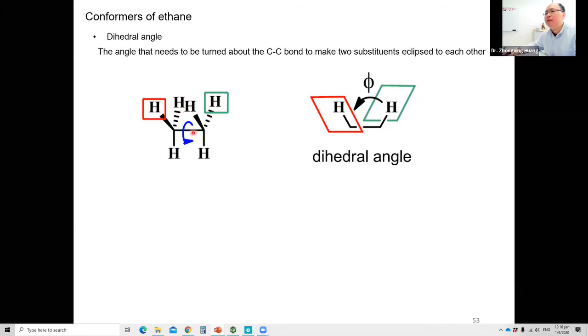So we need to rotate this sigma bond so that this blue, green hydrogen is eclipsed with the red hydrogen. The dihedral angle is the angle that needs to be turned about the CC bond. So this bond has to turn to make the two substituents eclipse each other, to make the green one go into here. Okay, so that's what we call a dihedral angle in a conformer.